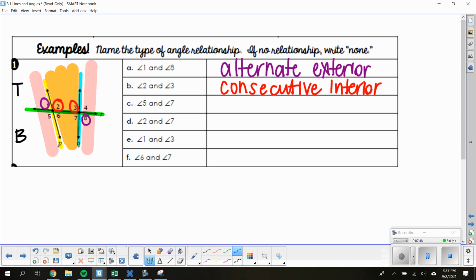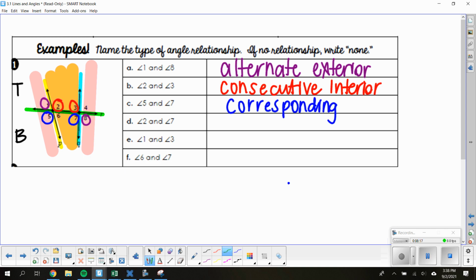Alright, we have 5 and 7. One's on the inside, one's on the outside. The only time that that happens is corresponding. So check and see if they're both in the same position. They are both on the left-hand side of line P and Q respectively. And if I took P and slid it to sit on Q, 5 would sit on 7. So these would be considered corresponding angles.